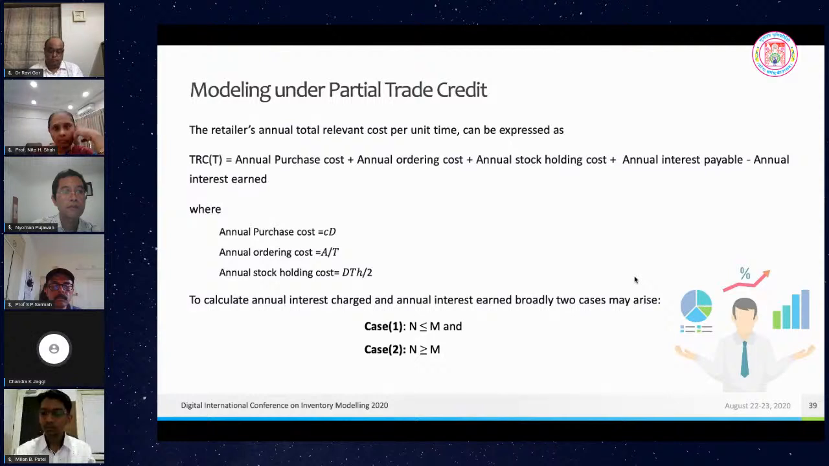Here the retailer's annual total cost can be expressed as the annual purchase cost, annual ordering cost, annual stock holding cost, annual interest payable, and annual interest earned. Now in trade credit, what we call interest earned is basically this: during the credit period offered to me, I'm not paying, but I'm using that money in my business. We assume that if I would have borrowed it as a loan, I would have paid some interest, and that we convert into interest earned. Now here we are taking two cases, where N is less than M or N is greater than M. The condition of N remaining less than M was initially the only case. Subsequently this condition was relaxed, and N could be greater than what he is getting from the supplier. Next, please.